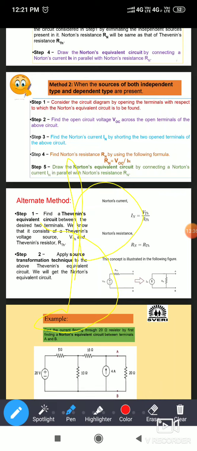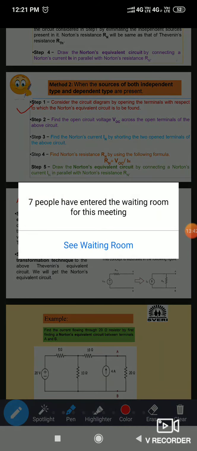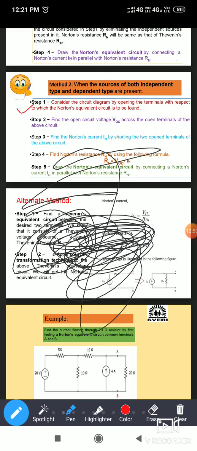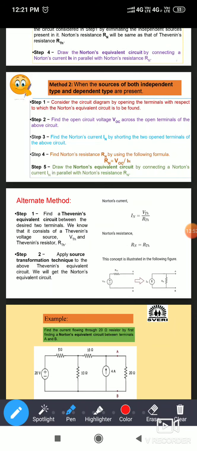Now here we are going to learn the steps we are going to follow. The first step will be easy. Consider the circuit diagram by opening the terminals, meaning whatever terminals are given, you make them open, and remove any component if it is present. So next one, step 2.